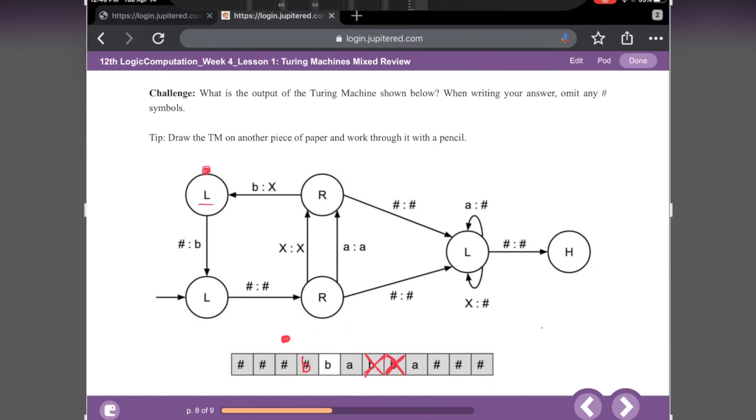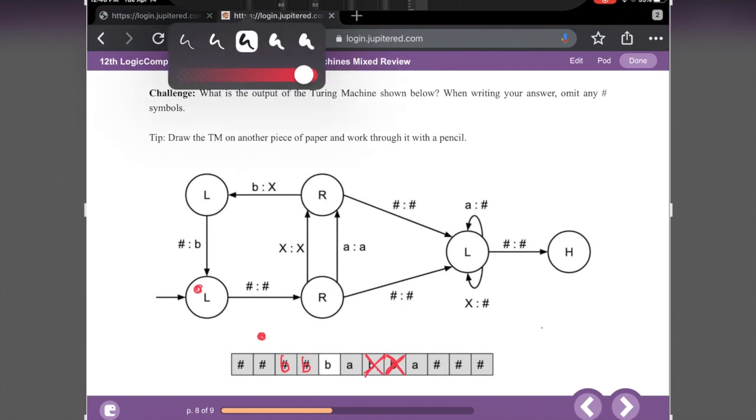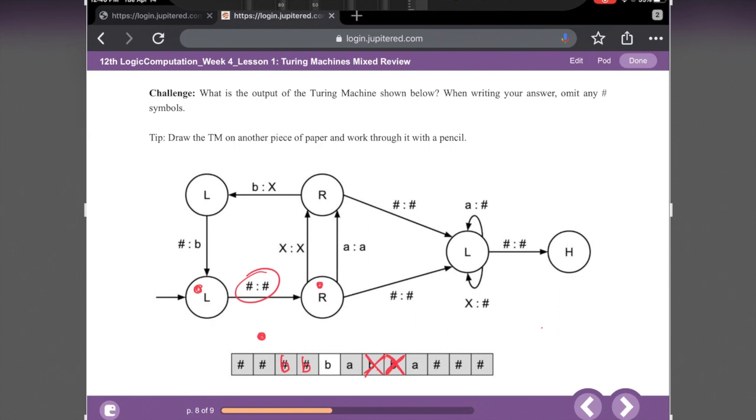Okay, now we can follow the state transition. If you see a pound sign, replace it with a B, and then go to the left again. Okay, and there we are, just acting that out. And now it says if you see a pound sign, replace it with a pound sign, and then go to the right. Okay, there are no state transitions for B's, so instead we're just going to go to the right until we see an A. Okay, and there's a state transition for if you see an A, replace it with an A, and then go to the right.